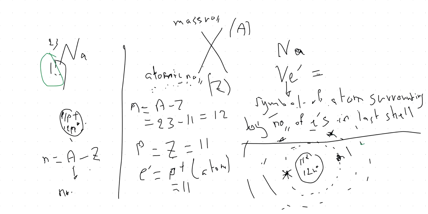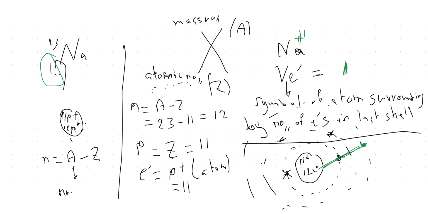Okay. So look, this is the distance from here to this. This is the volume of it. It has only 1 electron in the last shell. So sodium has +1 in group 1. So sodium's valence electrons is 1 only. The valence electron is 1, because it has only 1 electron in the last shell.